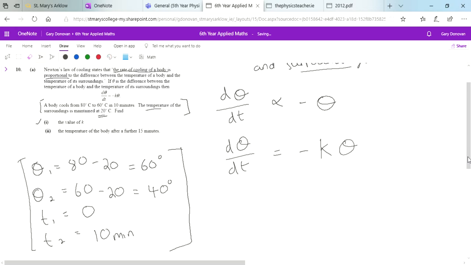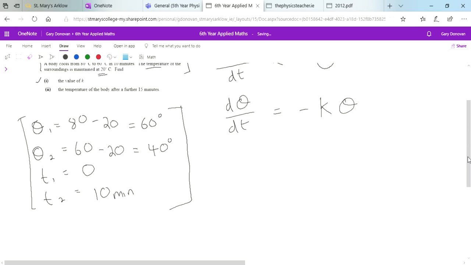Now we have the limits. Let's separate the variables in this equation. K is a constant, we've d theta on this side, so we will have 1 over theta d theta equals minus k dt. Now we can integrate both sides. Our initial temperature was 60, our final temperature was 40. Remember, don't just put the bigger number on the top, it's the initial at the bottom, what it goes to at the top. For t, we have 0 and 10.